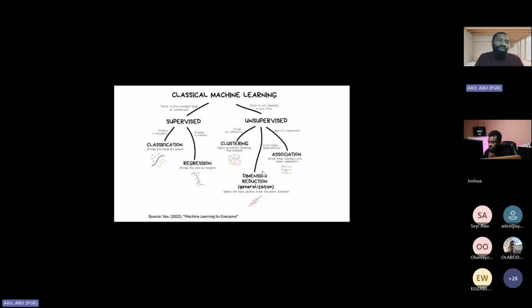I won't be touching more on the unsupervised learning because I think it's a little bit more advanced. Maybe in subsequent sessions we can dive deeper into that. But we have things like clustering, association, dimensionality reduction in unsupervised learning.